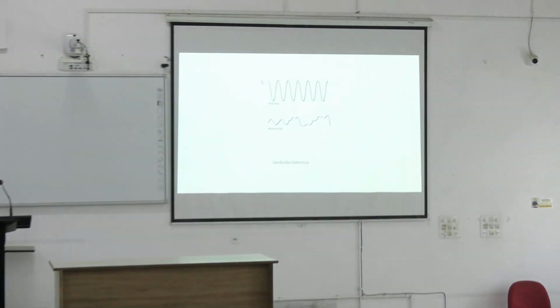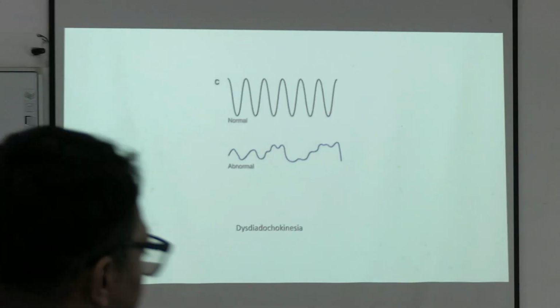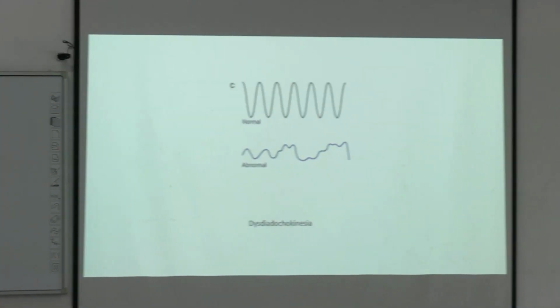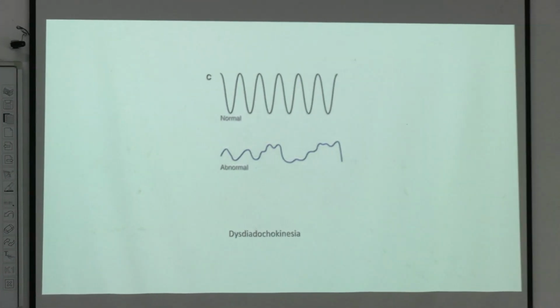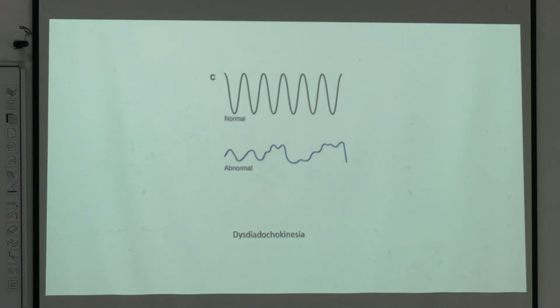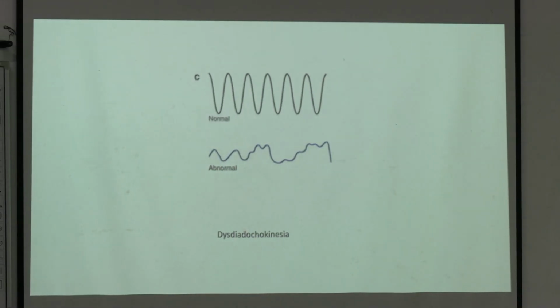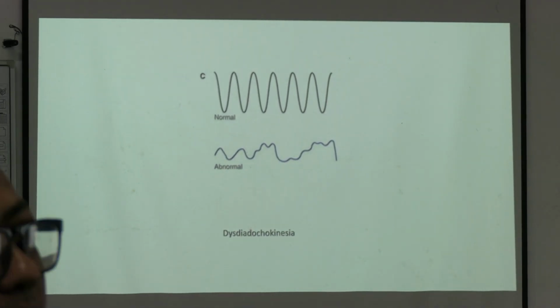What else? This is the term you need to remember: dysdiadochokinesia. So what is that? A normal person is able to do repeated alternate movement. Now what is repeated alternate movement? We can test the patient by simply doing supination and pronation in a sequence.